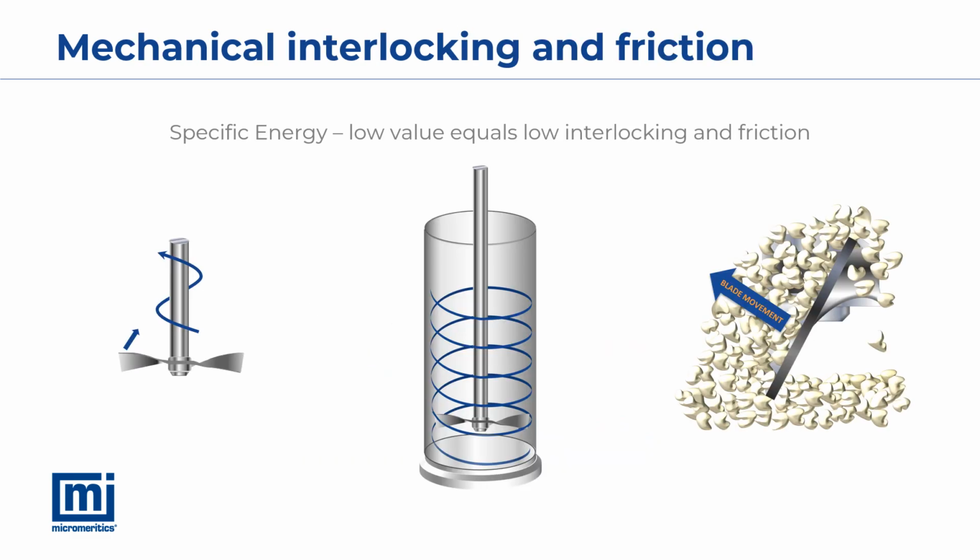Specific energy is a measurement of friction and mechanical interlocking between particles, which in turn determines the likelihood of structure formation during the die filling process. Effective die filling depends on low structure formation and therefore low specific energy values.